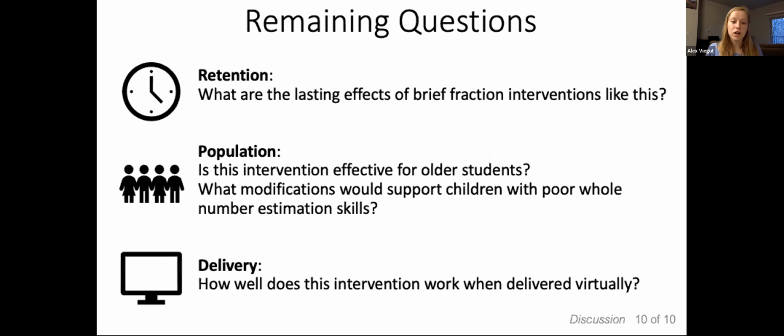And then lastly, delivery. So especially in this context, how well does this intervention work when delivered virtually? This intervention I did pre-COVID, so it was in person, but the follow-up we will be doing virtually. So I'm excited to see the results of that.